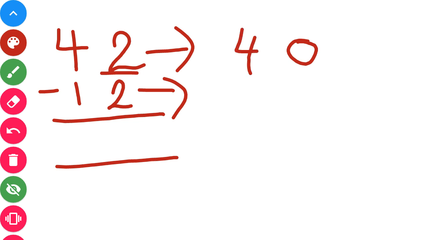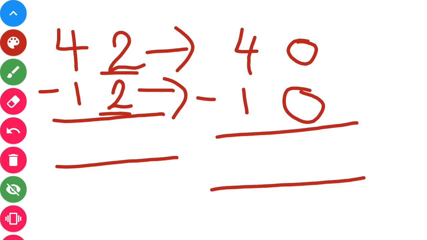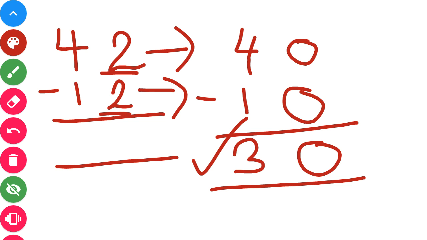Now 12. We will see 2 again. 2 is smaller than 5, so this 2 will become 0 and 1 will remain 1. And now we will find the difference. 0 minus 0 will be 0, and 4 minus 1 will give us 3. So what we have got? We have got 30 as our answer.